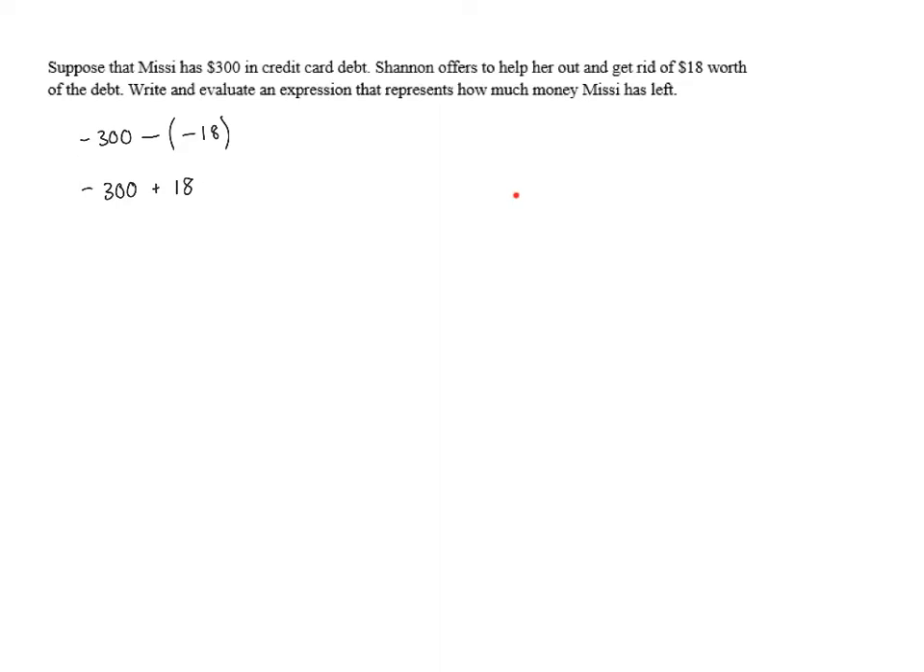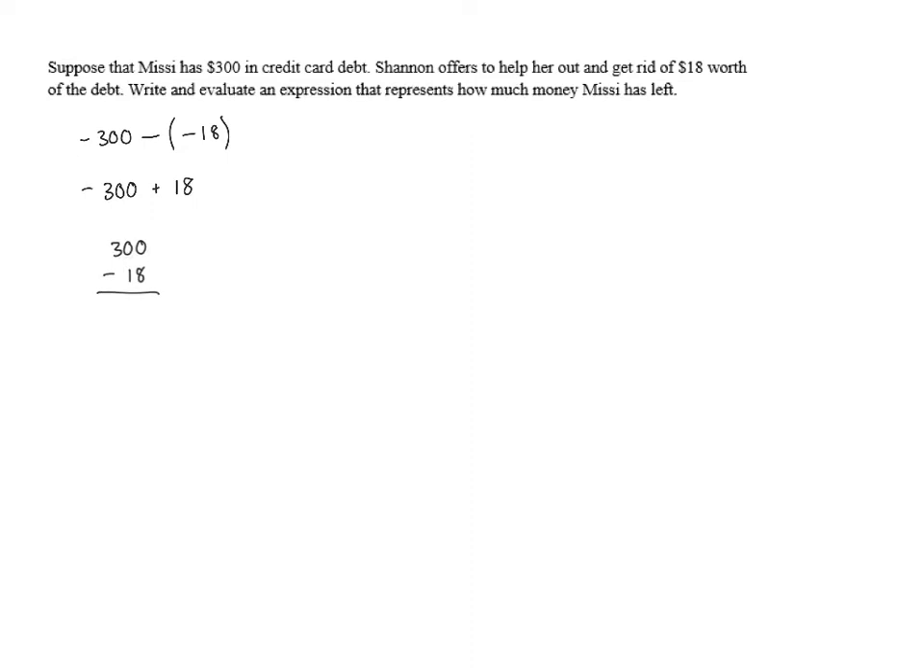The positive direction is to the right. So if we have $300 in debt in one direction, but then $18 in the other direction, what we need to do is take the difference here because those are both moving us in different directions. So we need to set this up as a subtraction problem. So we're going to take 300 and subtract 18 from it.